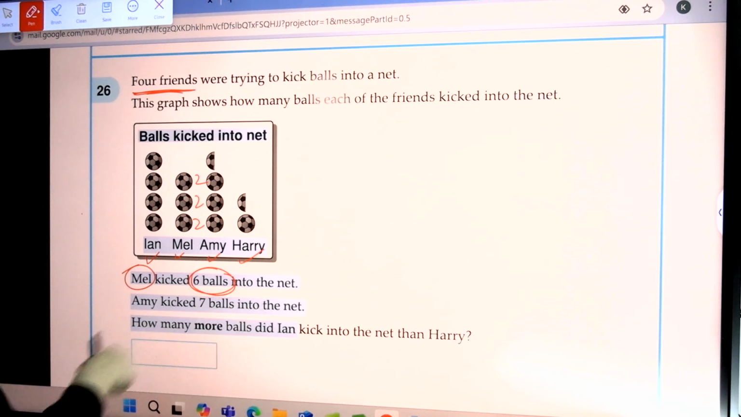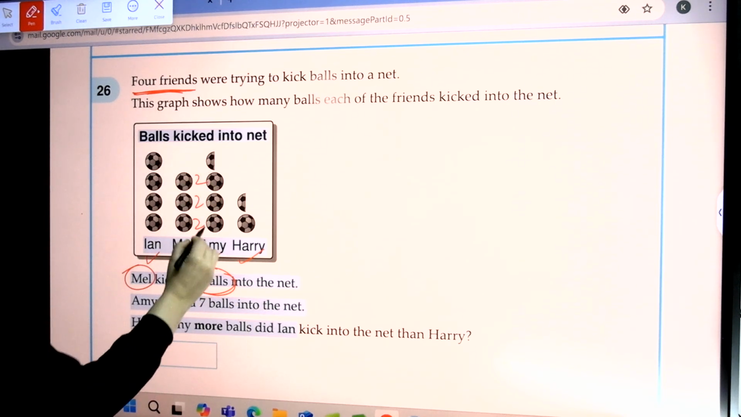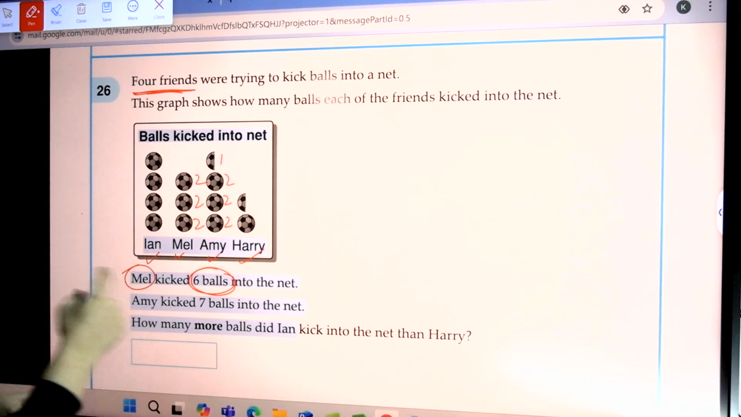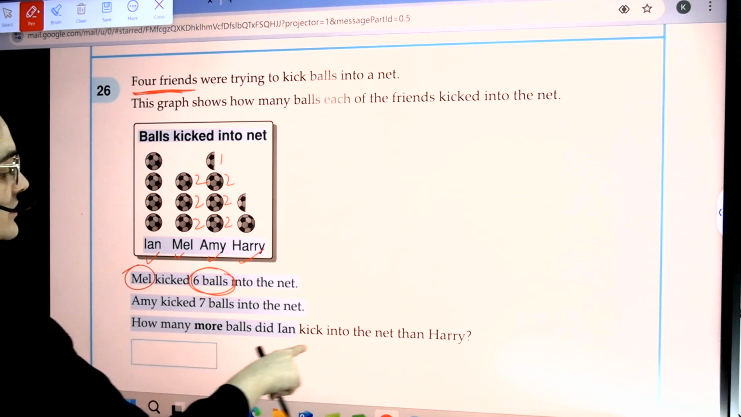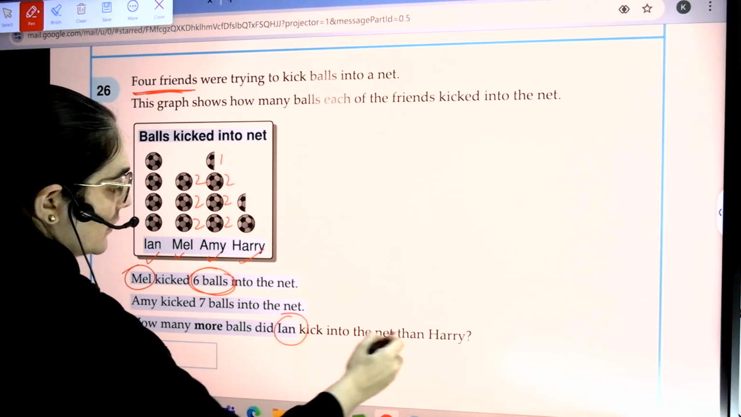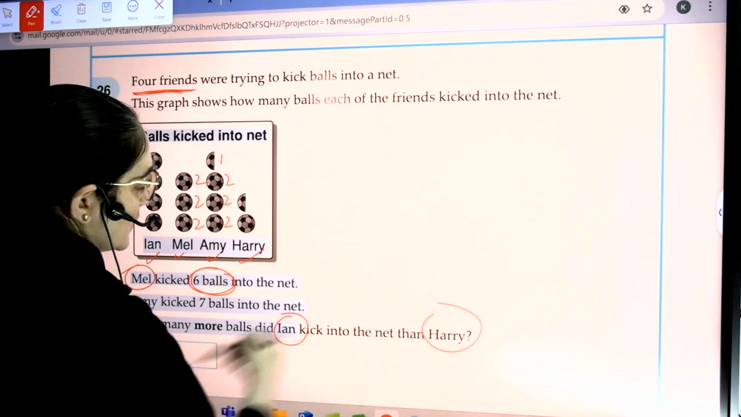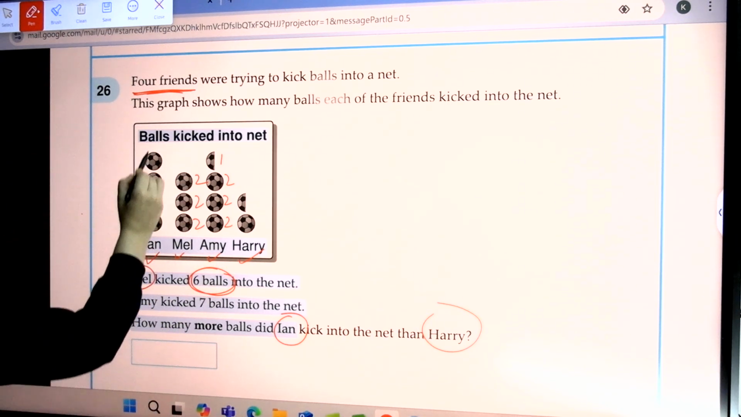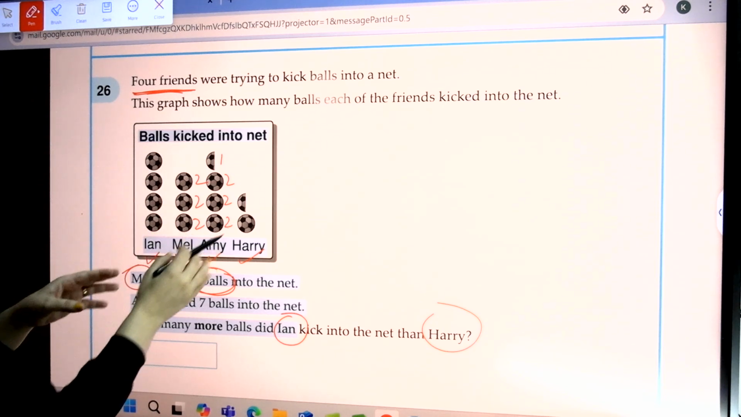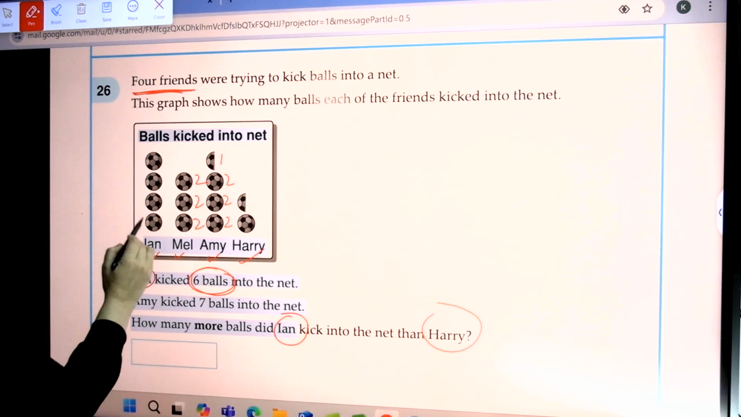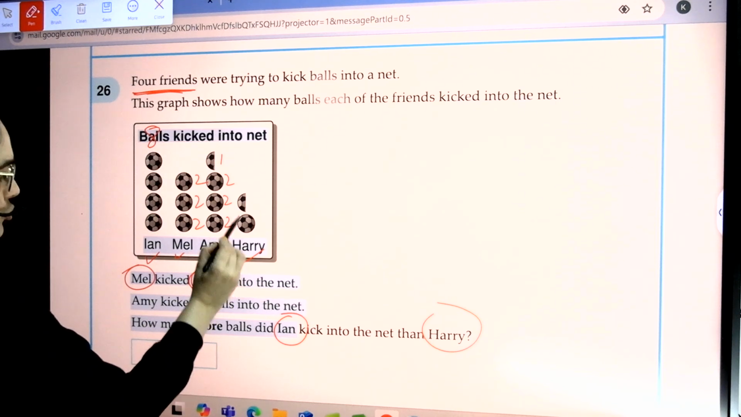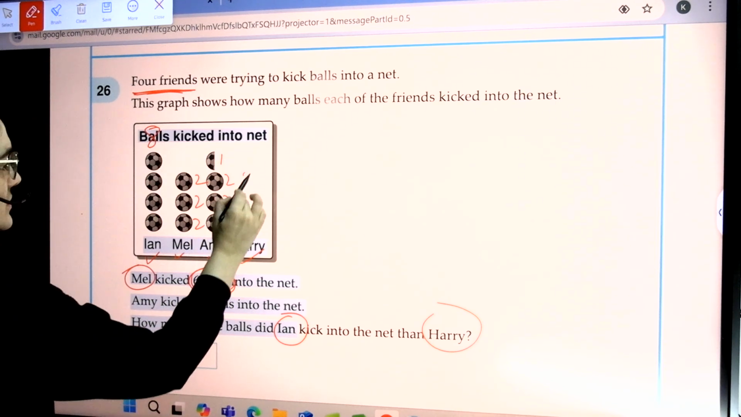Amy kicked 7 balls into the net. This is Amy. So that means 2, 4, 6 and half means 1. That makes it 7. Getting it? So how many more balls did Ian kick in the net than Harry? So Ian and Harry. Ian, if I count by 2, so it's the same scale for every friend, so 2, 4, 6, 8. Okay. And Harry kicked 2 plus 1. Half means 1, which is 3.